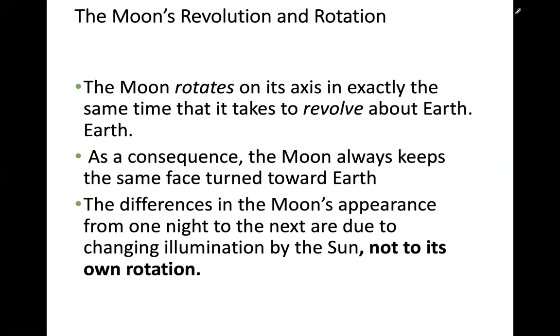If you consider the moon, it revolves around the Earth, and it also rotates around its own axis. The time it takes to rotate around its own axis and the time it takes to revolve are roughly the same. Because of this, the moon always keeps the same face turned towards the Earth. When these two are equal, you will see the same face towards the Earth.